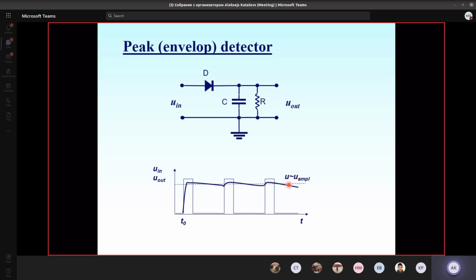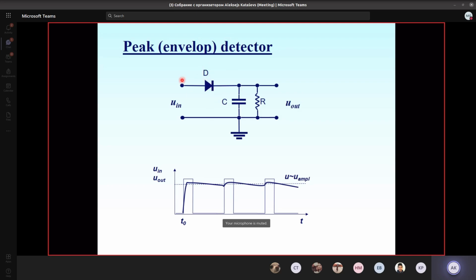Another important thing is the average level of the signal, if we neglect this small pulsation. It is equal to the amplitude of the pulses, except for the voltage that drops over the diode. So the output signal will be the amplitude of the pulses minus the direct forward bias of the diode.